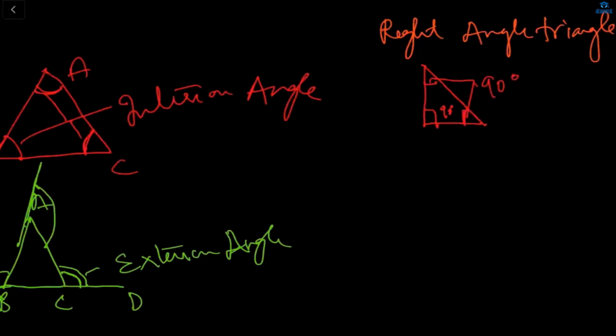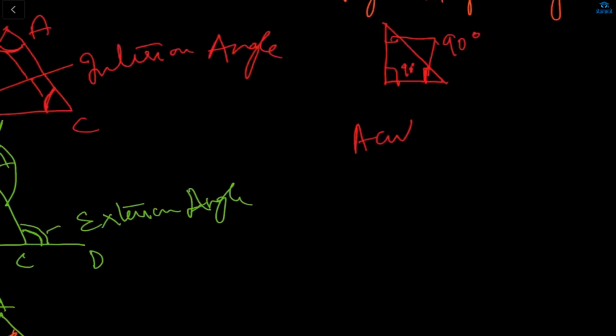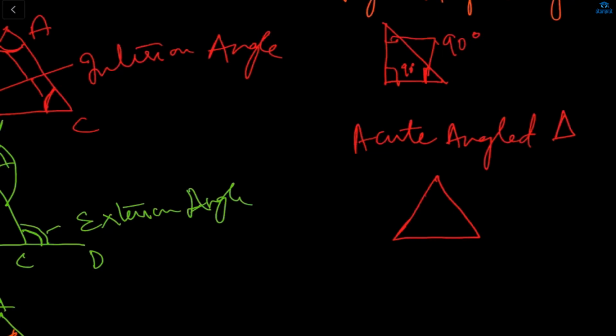In a triangle, you can have only one angle as a right angle. The other two angles will always be acute. Understood? This one is an acute angle triangle. In an acute angle triangle, all angles will be acute angles. All three of your angles will be acute angles.